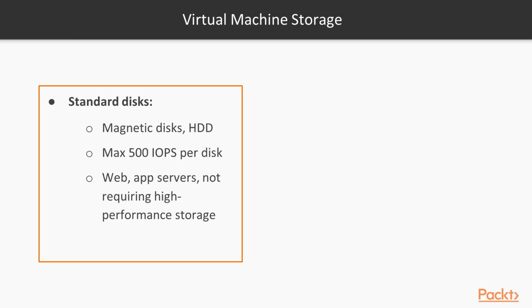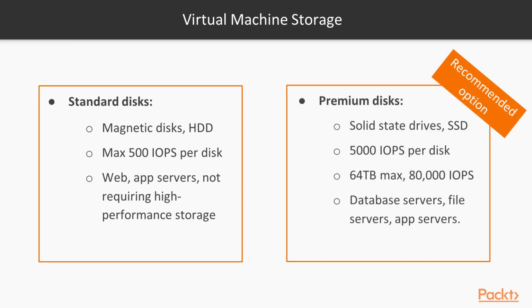Another storage type that we have, like one level below, is the standard disk or the premium disk. Standard disk is a physical hard drive having 500 IOPS as a maximum and mainly used for web services, application services, not requiring high performance. Premium disks, on the other side, are only SSD drives giving you 5,000 IOPS. The size of the disks can go up to 64 terabyte maximum, reflecting 80,000 IOPS, and the typical target is database servers, file servers, application services, so the more complicated workloads if you want.